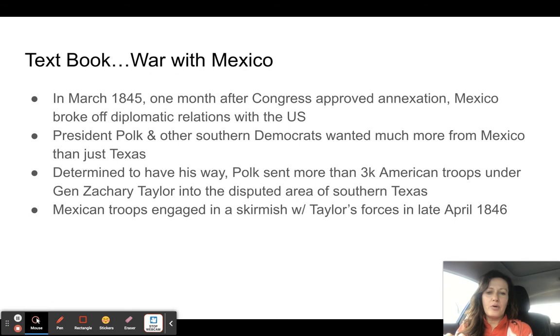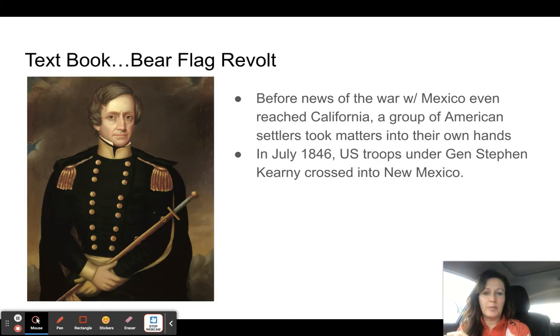Determined to have his way, Polk sent more than 3,000 American troops under General Zachary Taylor into the disputed areas south of Texas. So people did sign up to enroll from all over the United States. Once again, not as many from New England. And Mexican troops engaged in a skirmish with Taylor's forces in late April 1846. All right, so this is the textbook story. It also mentions the Bear Flag Revolt. Before news of the war with Mexico even reached California, a group of American settlers took matters in their own hands. So California is not part of the United States, but you have Americans in California.